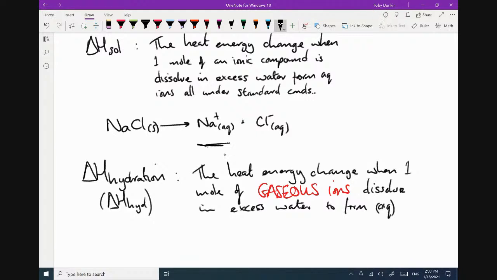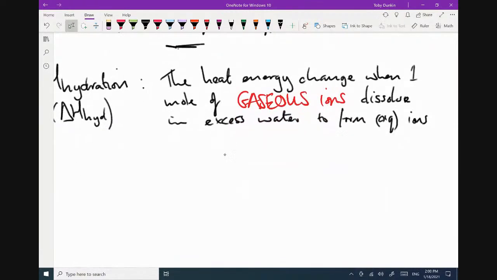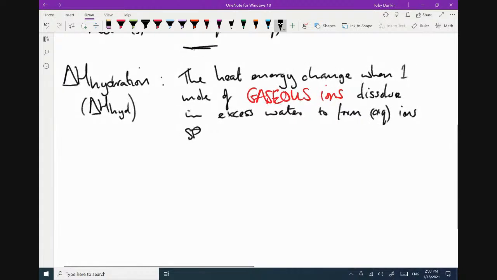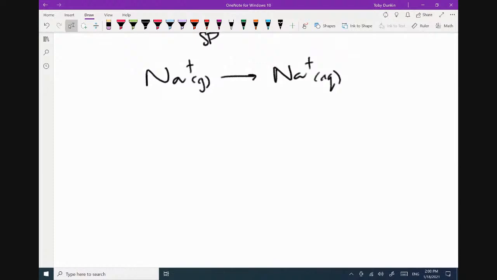By the way, guys, just to remind you, definitions are horrible. They're grim. Learn an equation. STP, standard temperature and pressure. It's actually just SP technically. Standard pressure or standard conditions, as you're allowed to put. And the equation: Na plus gaseous going to Na plus aqueous. I want to show you what that now looks like in terms of a diagram, because there are two pictures we need to draw. One is the positive ion. I'm sure I've done this with you guys before.